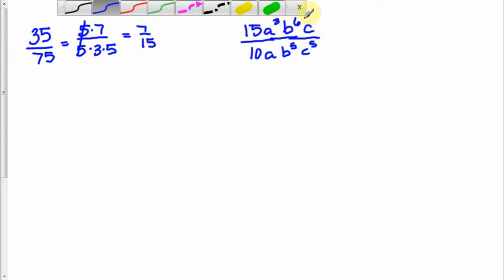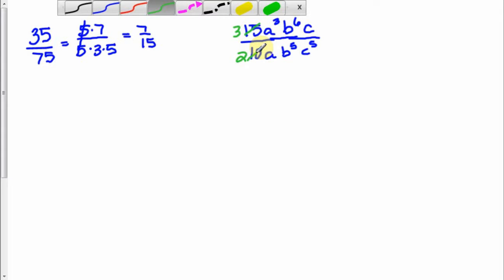So I could say 15 is a factor of 15a cubed b to the 6c. a to the 3rd is a factor of this, and so forth and so on. Okay, so you can cancel factors freely, meaning if it reduces or simplifies, go for it. A top to a bottom, any top to any bottom, any numerator to any denominator. So let me pick up a different color here. All right, what are 15 and 10 both divisible by? 5. So 5 goes into 15 3 times, and 5 goes into 10 2 times. So you want to go ahead and do that.